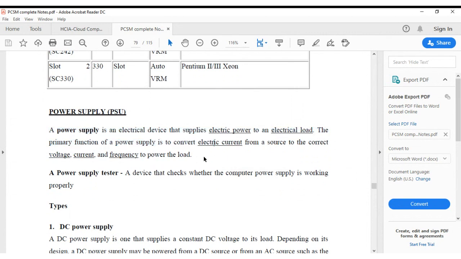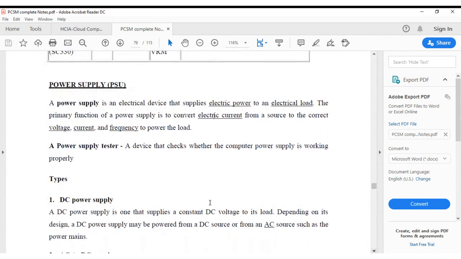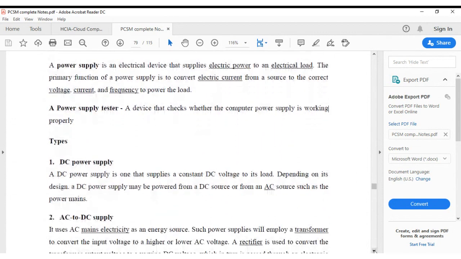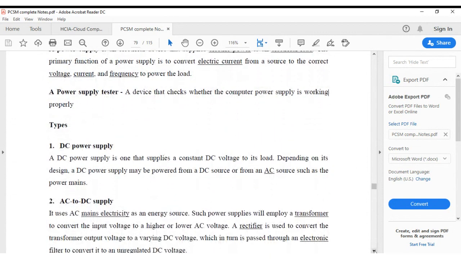Now, a power supply tester. What is a power supply tester? It is a device that checks whether the computer power supply is working properly. So you need to know power supply supplies electric load to the components inside a computer. Good. Without a power supply, your computer cannot work.